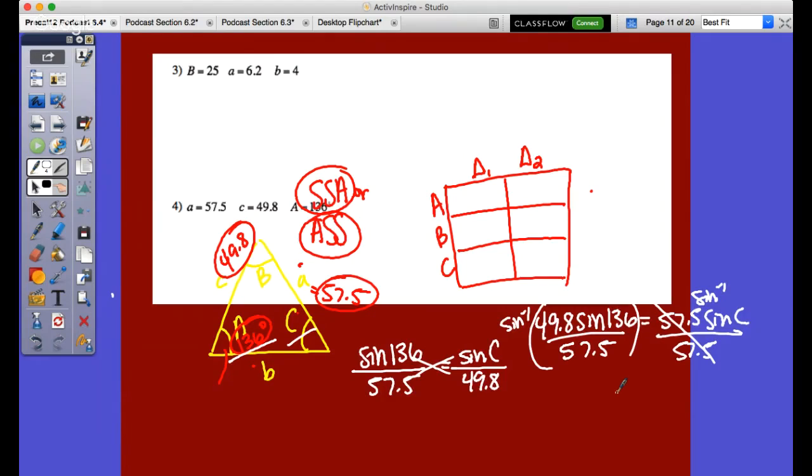On a calculator, I would do the top first. So 49.8 sine of 136. You put that all in. We're good there. Then divide that number by 57.5. Just take it step by step. And when I do this, I get sine inverse of 0.601634. When I take the sine inverse of that, I get 37 degrees. Okay, so we'd say angle C is 37 degrees. All right, so let's come back. We know the given is 136.